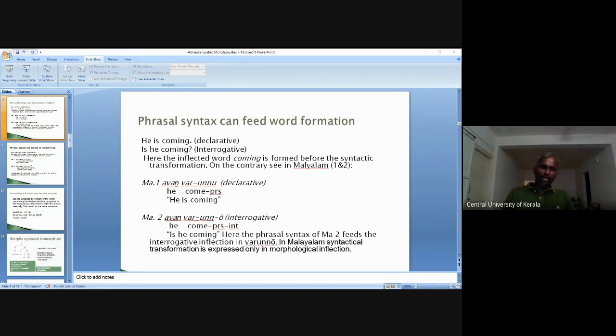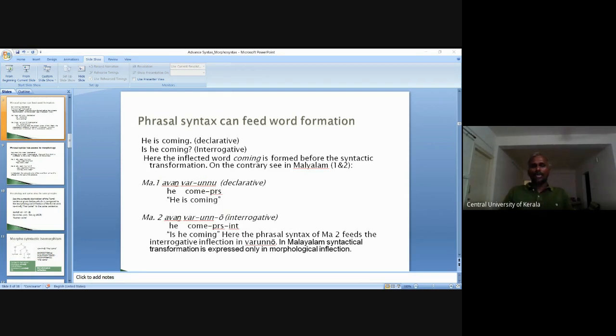Therefore, based on Malayalam, you can argue that there is a relation between morphology and syntax. Syntactical properties are expressed morphologically. That means syntax feeds morphology, it does not precede it. Syntactical features are the input for morphology in Malayalam.